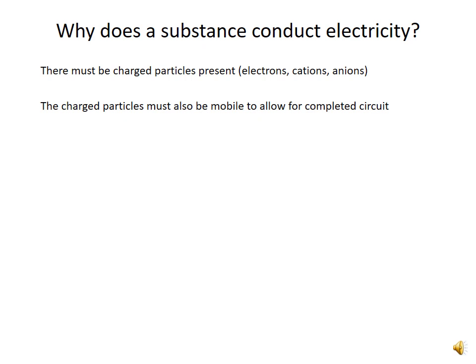First, there must be charged particles present in the substance, meaning there has to be either free electrons, cations, or anions. And beyond just having charged particles, these particles must be free to move. They must be mobile in the substance to allow for the circuit to be completed.